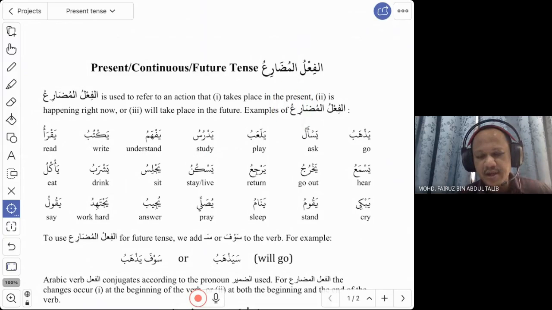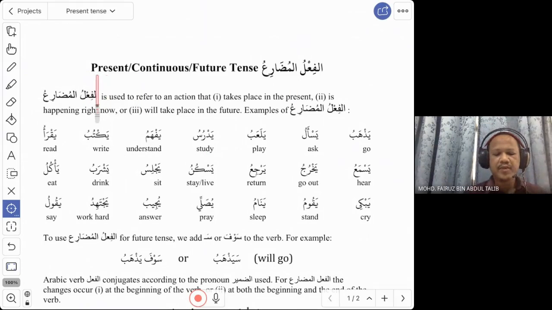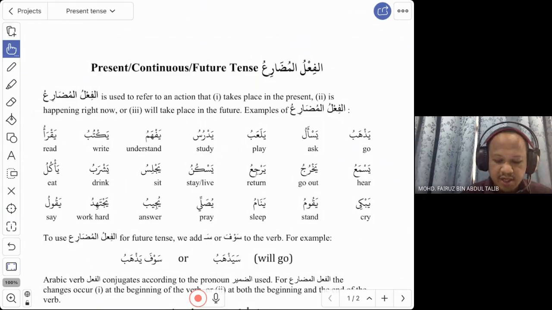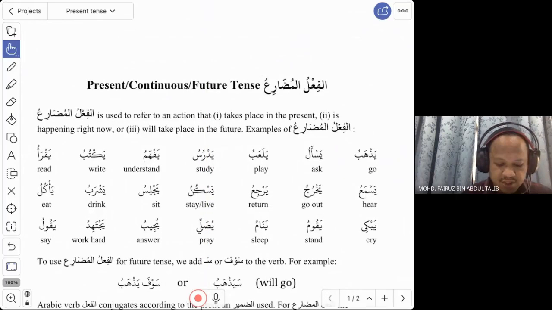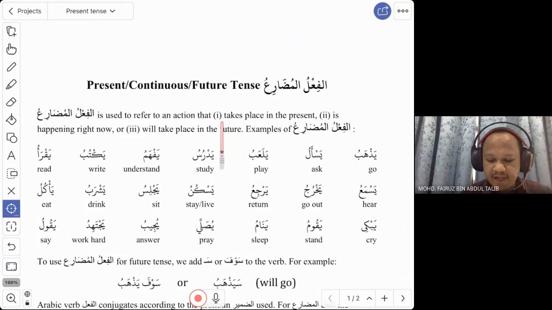Fi'l mudari. This is the grammar term, and I mean the equivalent of this fi'l mudari in English. It can be used for present tense, it can be used for continuous tense, either present or past continuous, and it can also be used for future tense. So these are the three usages of fi'il mudari that I mentioned just now: the action that takes place in the present or is happening right now, or that will take place in the future.